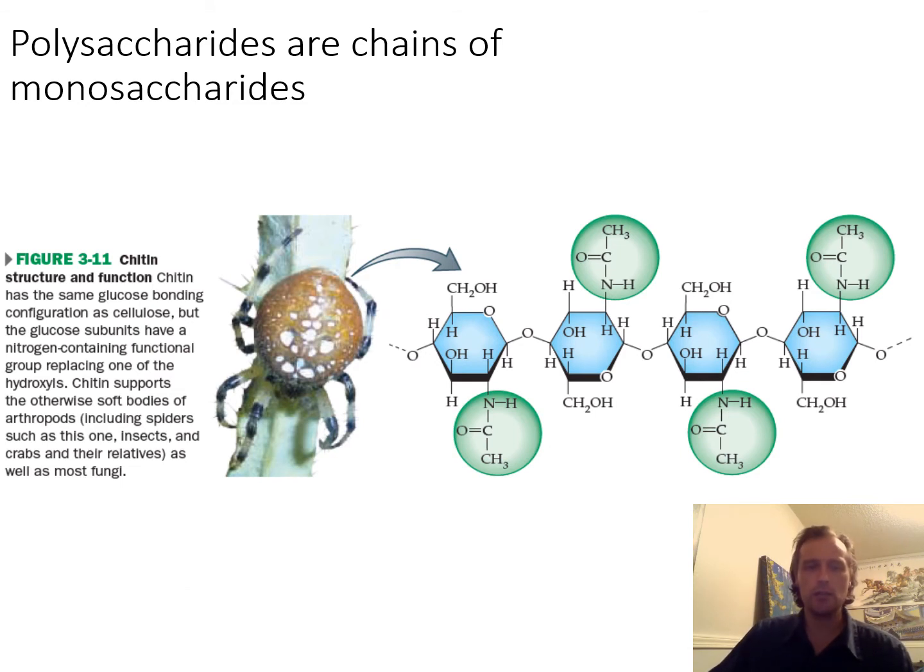Polysaccharides are chains of monosaccharides. In this case, we are looking at the example of an insect's exoskeleton, and the molecule is chitin. It has an extra group around it that gives it slightly different properties, and it is also largely undigestible. I wanted to make another point on that last slide.